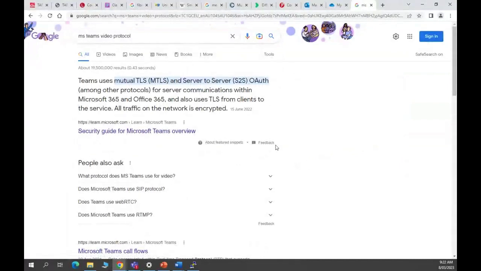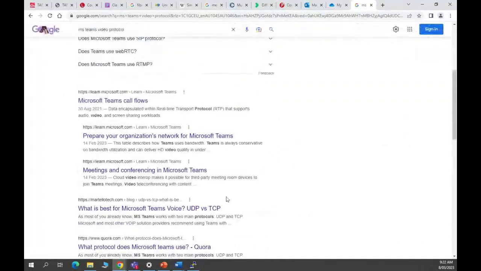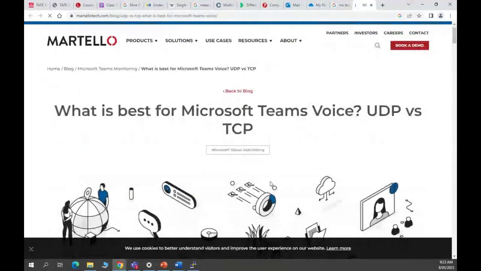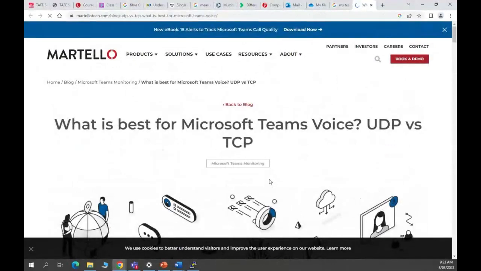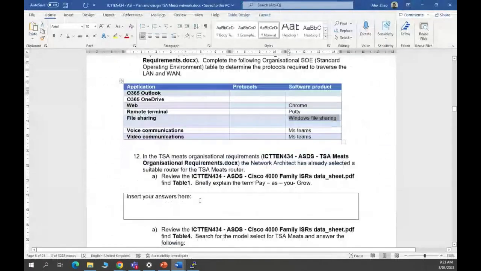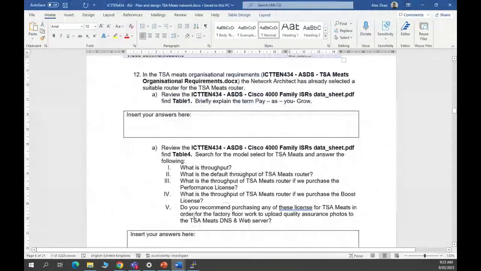All right, so let's see, Teams uses multi, yeah, that's a little bit more difficult. But if we scroll down a little bit, what is best for voice? And it's going to talk about UDP versus TCP, and that's something we're going to talk about in the next lesson.